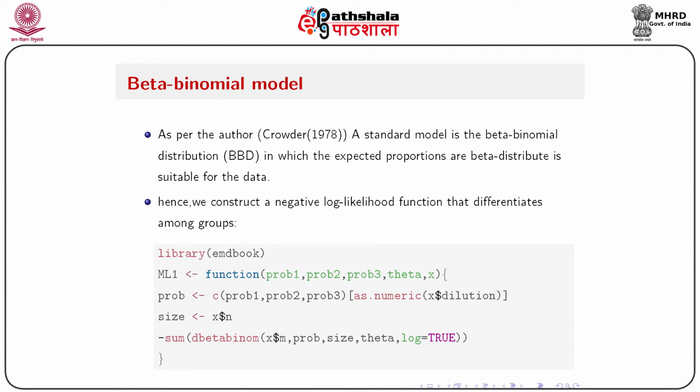as.numeric(x$dilution), and then size equals x$n, and then minus sum of dbetabinom(x$m, probability prob, size, theta, and log), because prob1, prob2, prob3, theta and x are actually the arguments, so that can be used to get the likelihood function, the log likelihood, the negative log likelihood function for the beta binomial model.